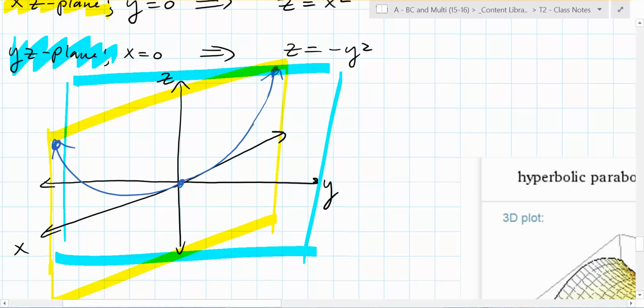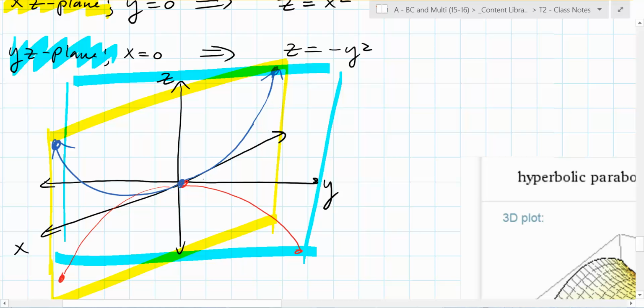So what's that? Z is equal to negative y squared. I'll do that one in red. So it starts here, but where does it go? It goes down like this and down in the back like that. Is everybody with me? So those are the cross sections. So what the heck does this look like? It's like a bent something.